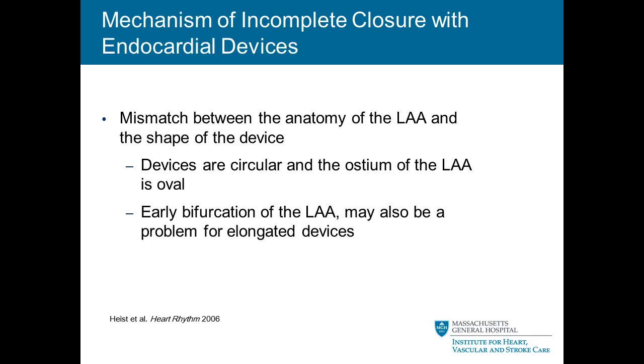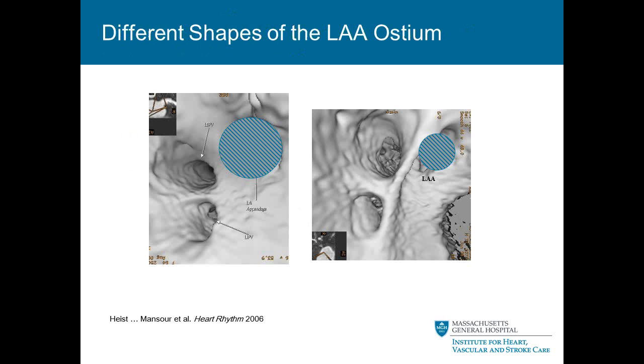And the other anatomical factors. These are two patients with different shapes of the left atrial appendage ostium. The one on the left is a circular ostium, and if you put a circular device, you can expect a closure here. The patient on the right here, the appendage is elongated and oval, and a circular device may not be able to occlude the whole appendage, and you may be left with a leak on either side of the device.